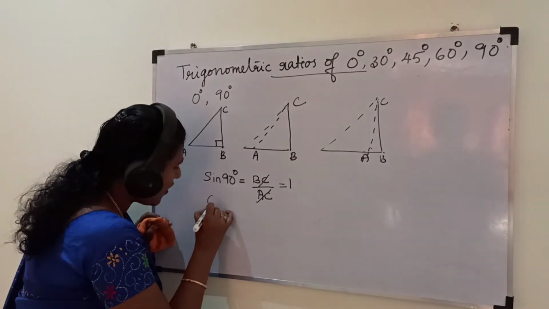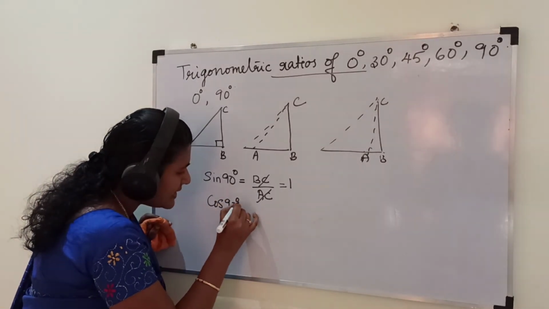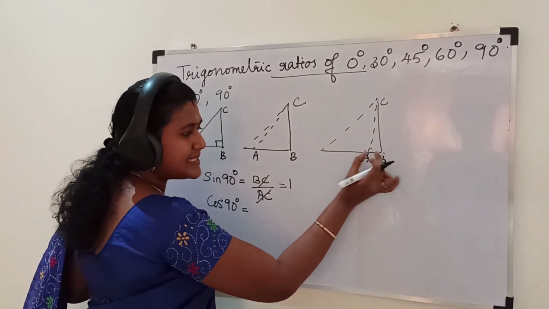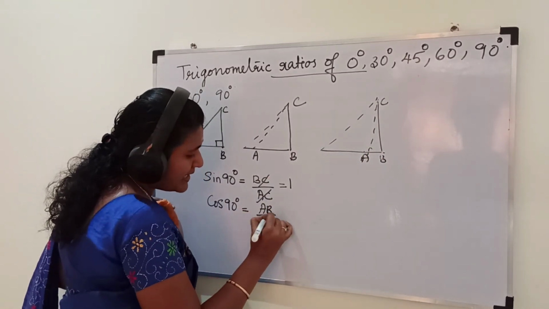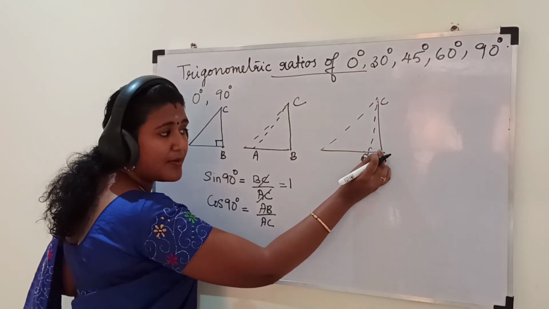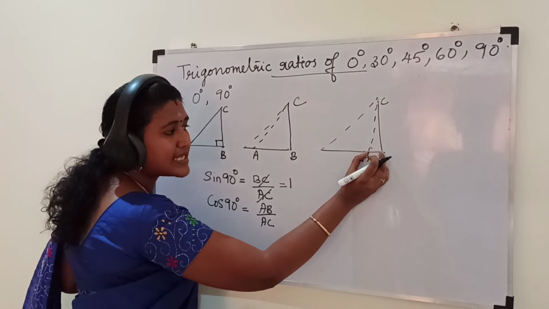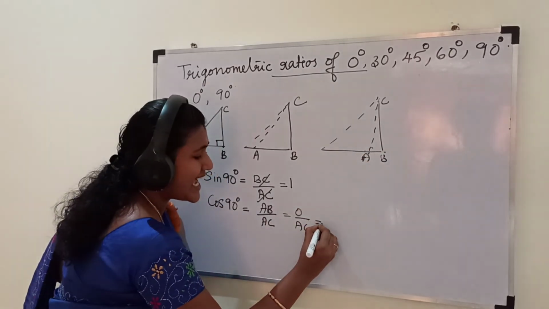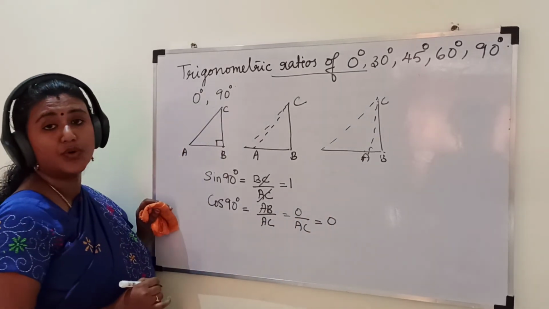Now we will see cos 90 degree. Cos 90 degree is adjacent side by hypotenuse. Adjacent side is AB here, so AB by AC. When A becomes 90 degree, A and B will coincide, so AB is almost 0. So cos 90 is 0.